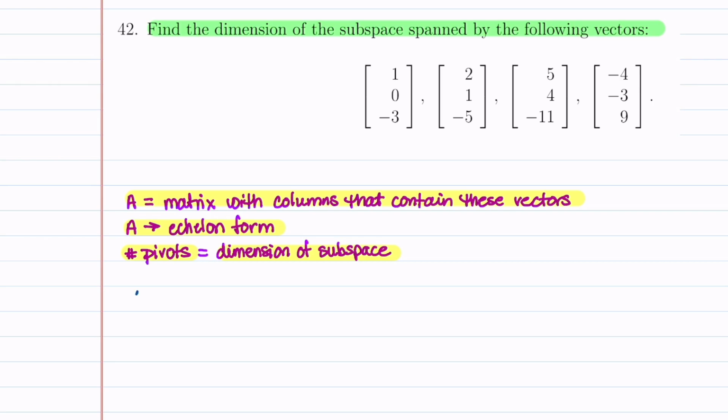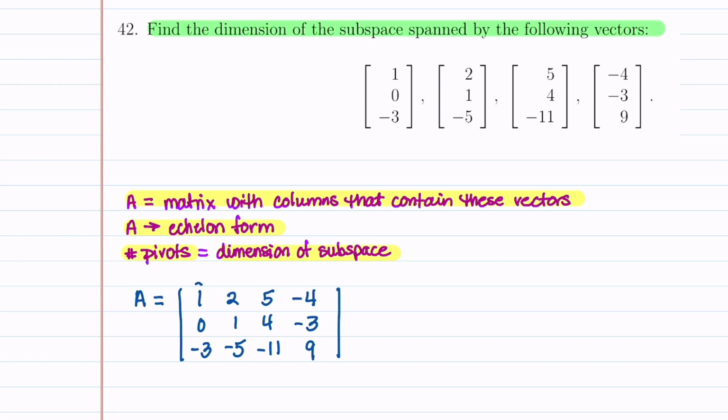We're going to take our matrix A, and we're going to let the vectors that we're given form the columns of this matrix. So we have 1, 0, minus 3; 2, 1, minus 5; 5, 4, minus 11; and then our last one is minus 4, minus 3, and 9. And we're going to put this matrix in echelon form.